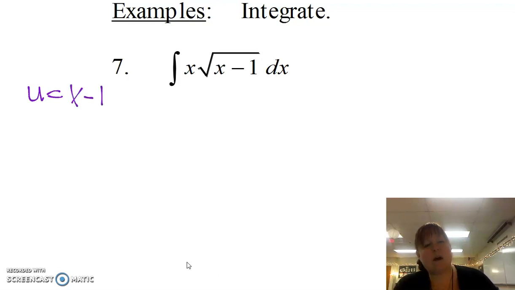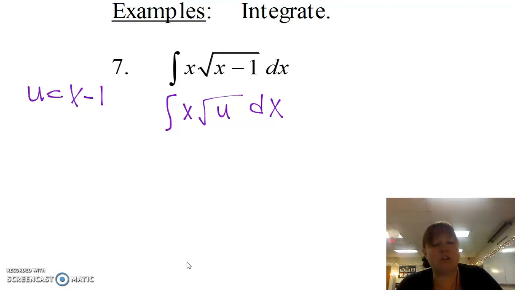And so we can sub in u everywhere we see x minus 1. We put u there, dx. But the problem is we're not in terms of u right now. We're still in terms of x and u, which is even more complicated. So let's get rid of that other x.